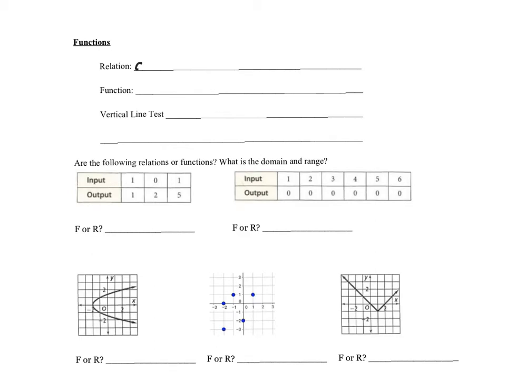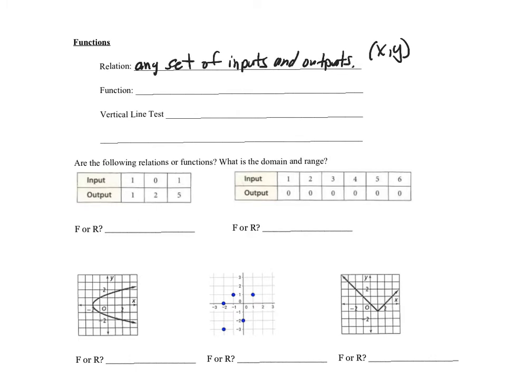A relation is simply any set of inputs and outputs. And you could think of these as x's and y's, where x's are the inputs and y's are the outputs. So any set of points is considered a relation. So as long as you have a set of inputs and outputs, a set of points, you have a relation.